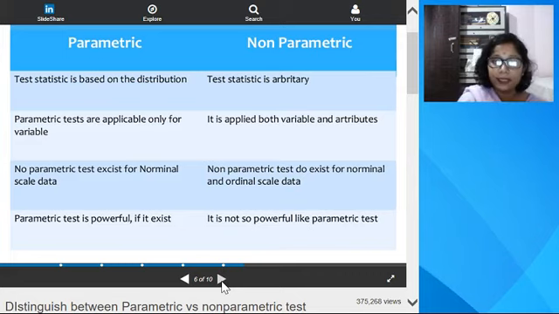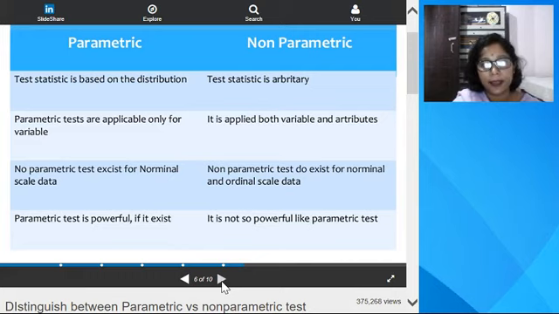So when such kind of variables are present in the research work, in that case only parametric tests are applicable or parametric statistics are applied. But non-parametric tests are applied both in case of variables and attributes. There may be variables or there may not be variables, then also non-parametric statistics can be applied. But when there are no variables but only the attributes are present in the research work, in that case also non-parametric tests or non-parametric statistics are applied.